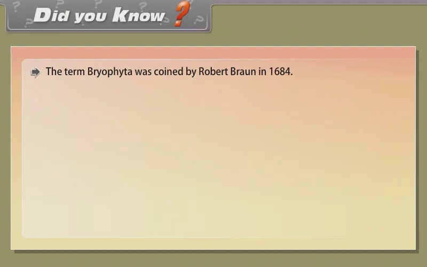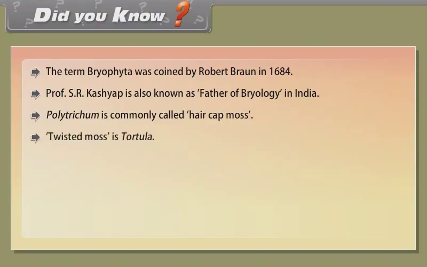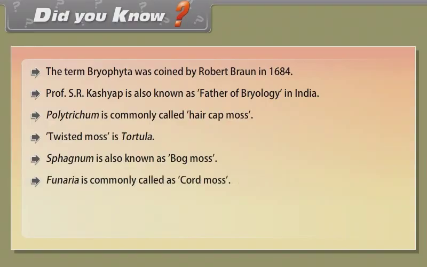Did you know the term bryophyta was coined by Robert Braun in 1684? Professor S.R. Kashyap is also known as father of bryology in India. Polytrichum is commonly called haircap moss. Twisted moss is Tortula. Sphagnum is also known as bog moss. Funaria is commonly called cord moss.